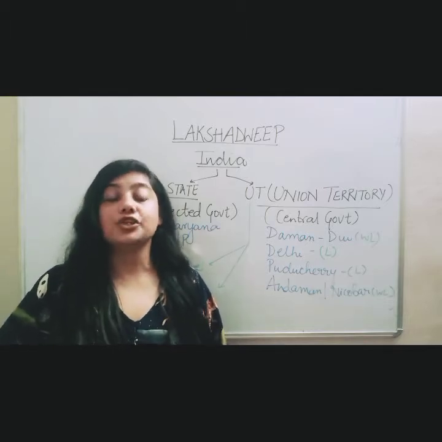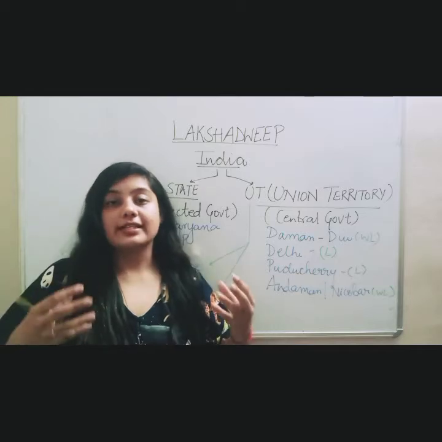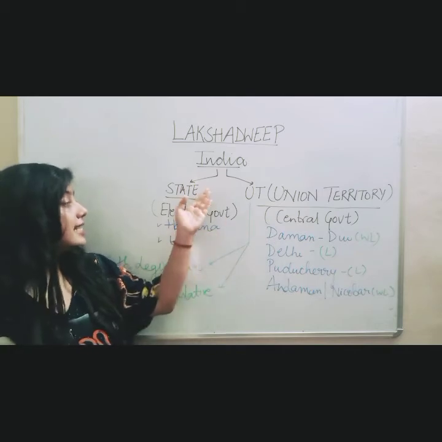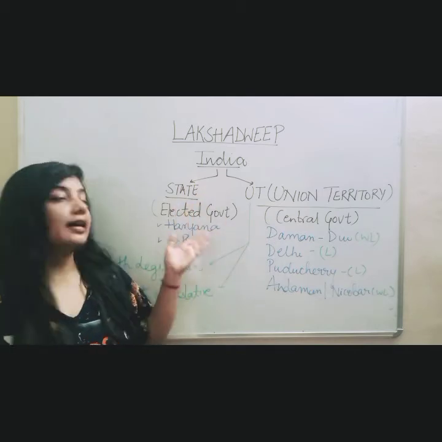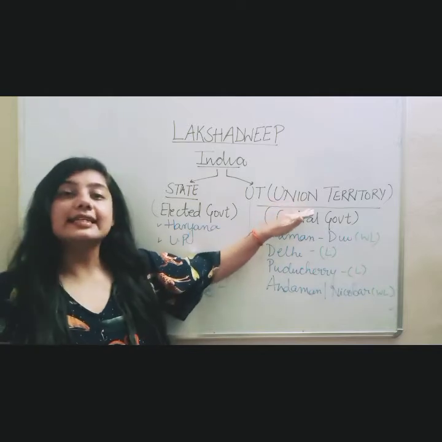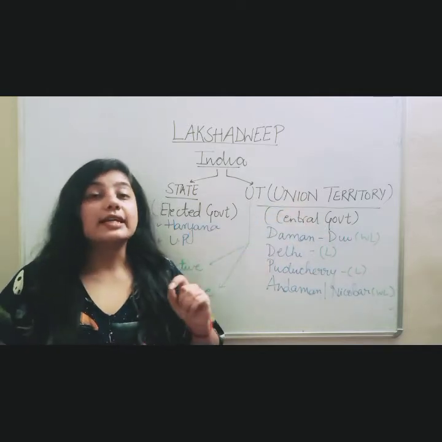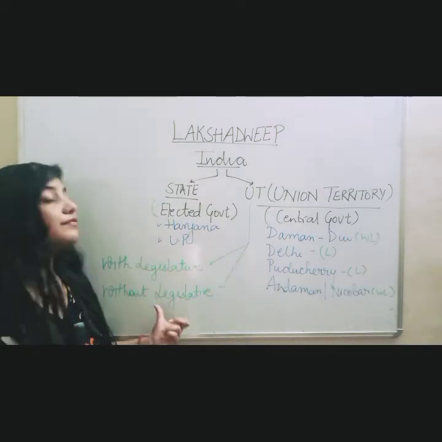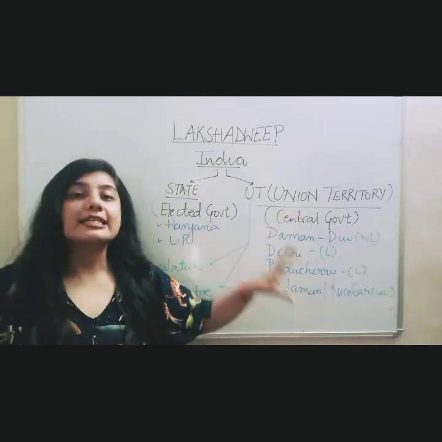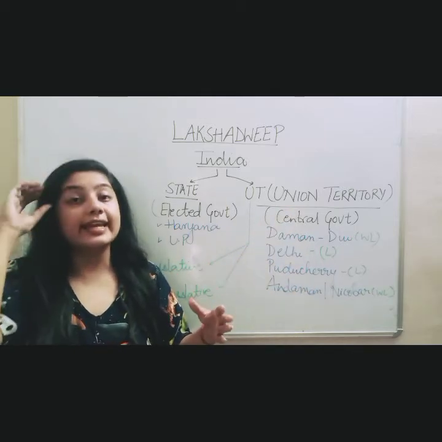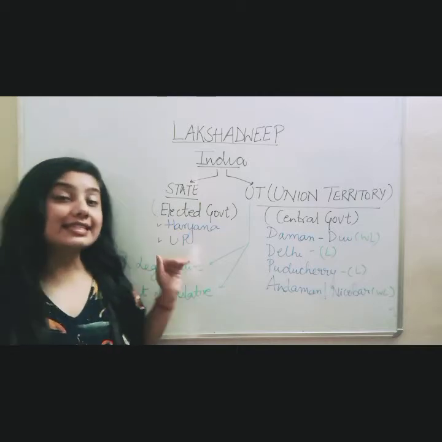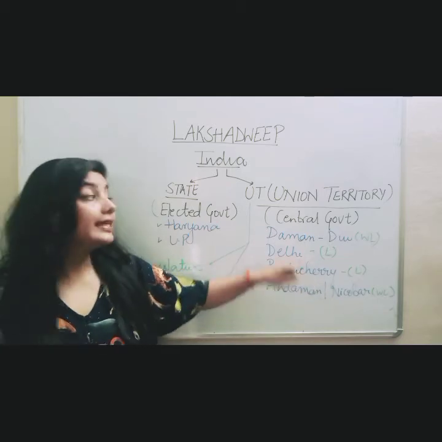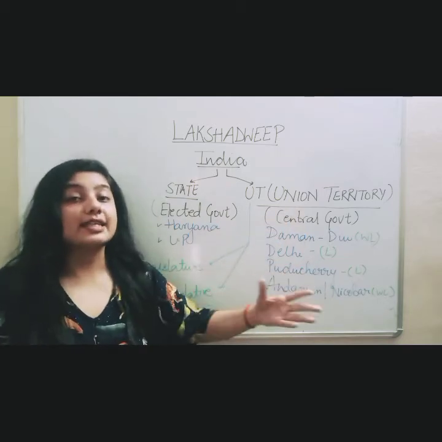However, in a union territory, there is no such governance; it is directly controlled by the central government. As I've mentioned here, a state always has an elected government, like in UP, Haryana, etc. On the other hand, a union territory is directly under the control of the central government. But union territories are again divided into two parts: with legislative and without legislative. Here, a few places are partially governed by the people, where they can elect. With legislative, the people have the right to elect their government. Such places are Delhi and Puducherry.